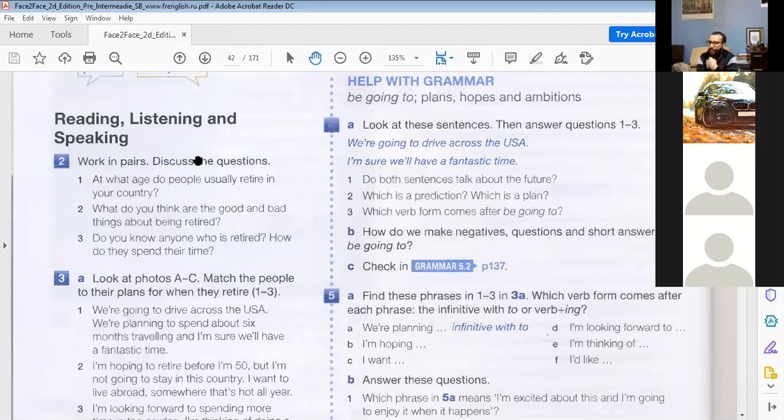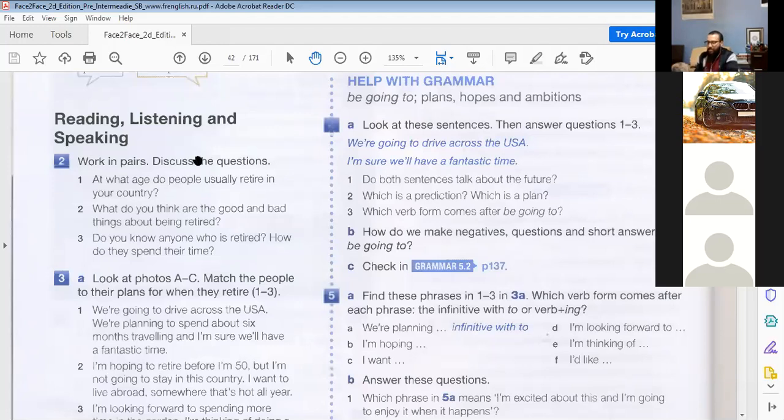I think 65 is for males and maybe 60 for females. Okay, but let's talk a little bit about the advantages and the disadvantages of being retired. So let's imagine we are all now 65. We are still young and beautiful, but we're 65. So what are the advantages of being retired? Let's say we are all retired.